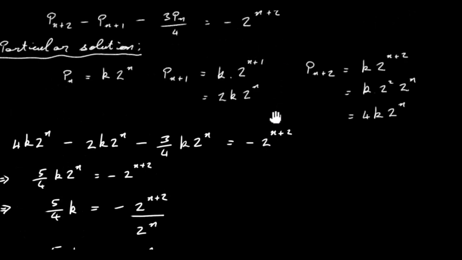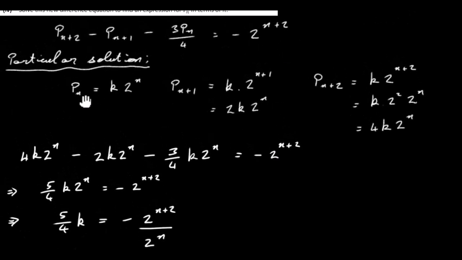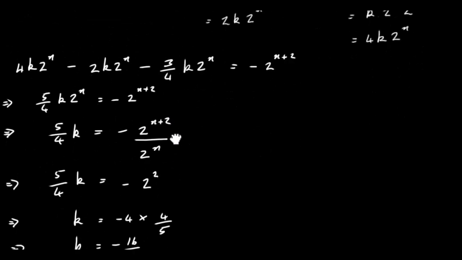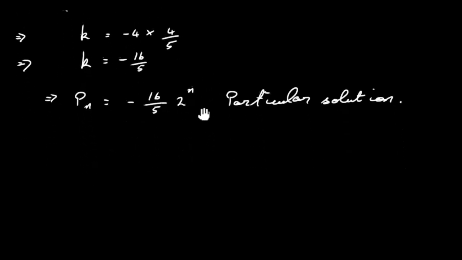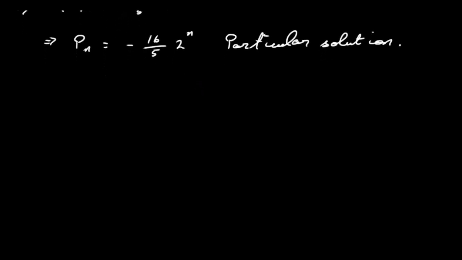Remember, we started up here by saying the particular solution is Pn, which is k times 2 to the power of n. So I'll just put in my k here, and that will be my particular solution. So that means my particular solution is equal to minus 16 over 5 times 2 to the power of n. This is my particular solution. Okay, so that's our particular solution, and now what I want to do is just write down the complementary solution.